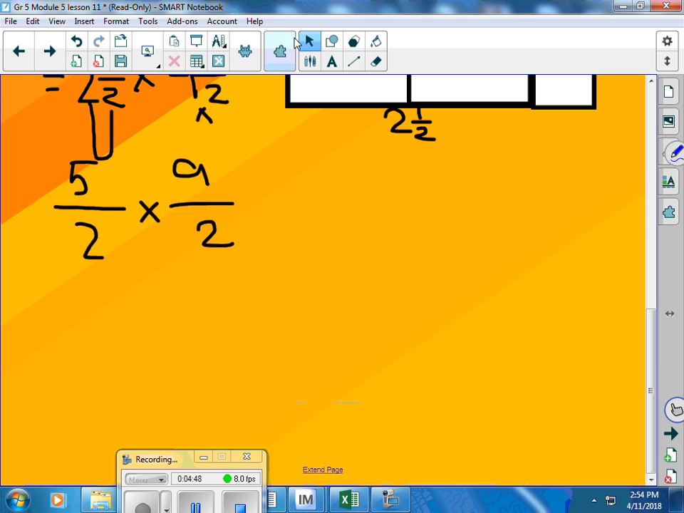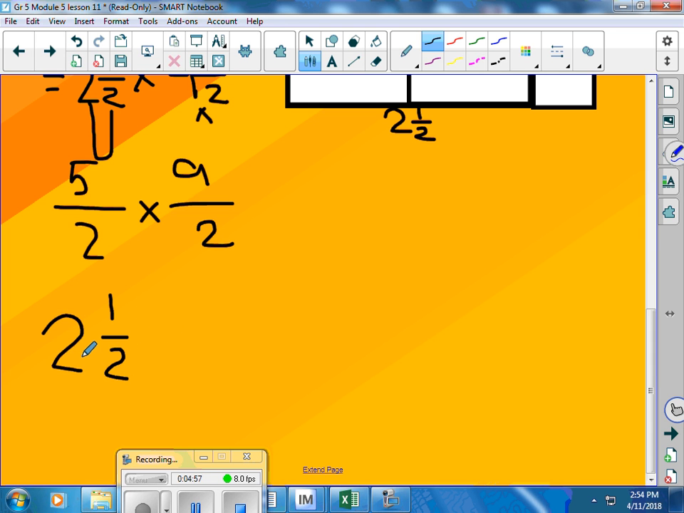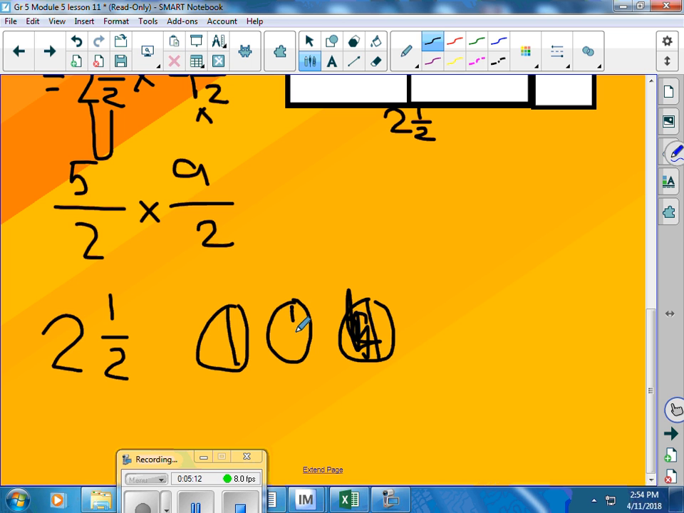So if I have 2 and 1/2, then that means that I have 2 wholes, right? So like I have this and I have this, and then I have this. Okay, that would be the picture representation. So if I cut it all into halves, then that means I have 1/2, 2/2, 3/2, 4/2, 5/2. So that is why the trick works.